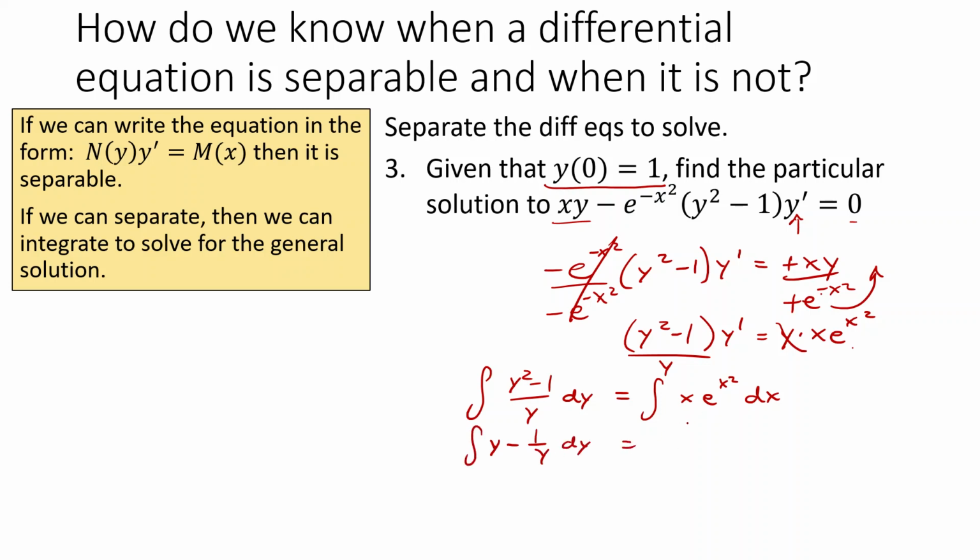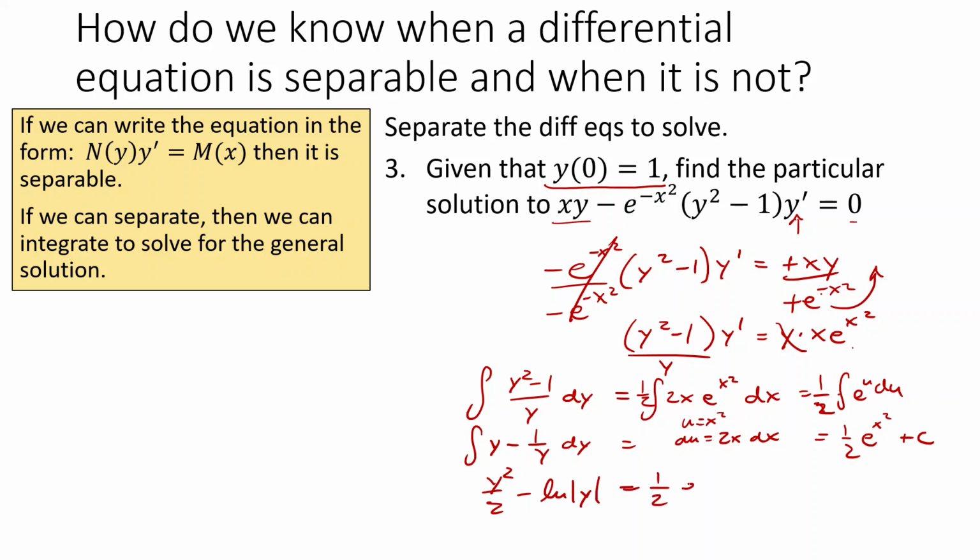Over here, we're going to do substitution. We'll say u equals x squared, du equals 2x dx. So we get a 2 here and 1/2 there. So we get 1/2 the integral of e to the u du. So we get 1/2 e to the u, which is just x squared. Throw my c over there. Over here, that's going to be y squared over 2 minus the ln of the absolute value of y, and it's going to equal this 1/2 e to the x squared plus c.